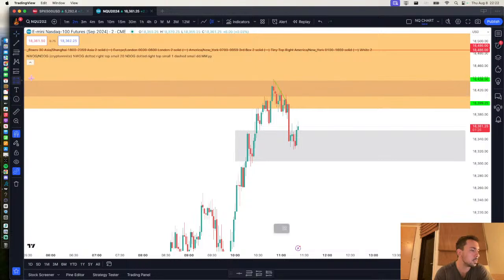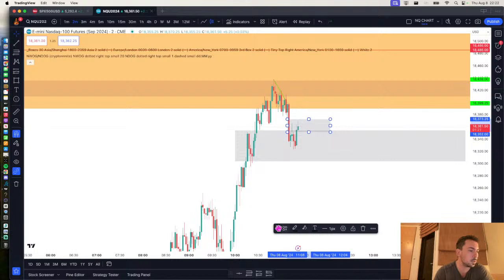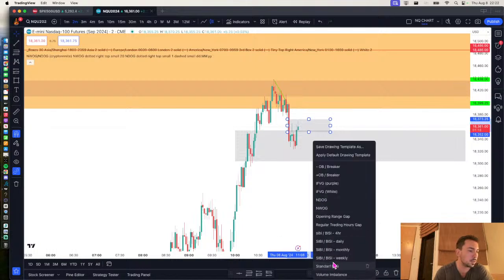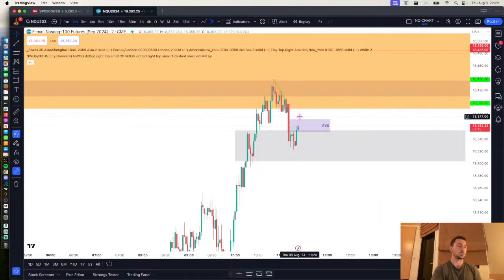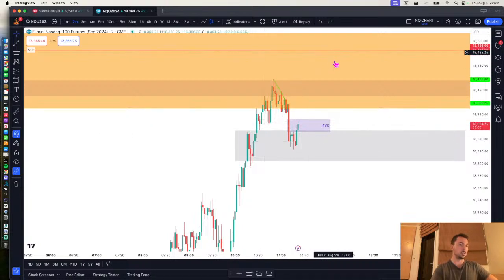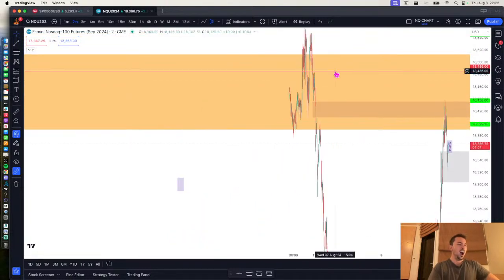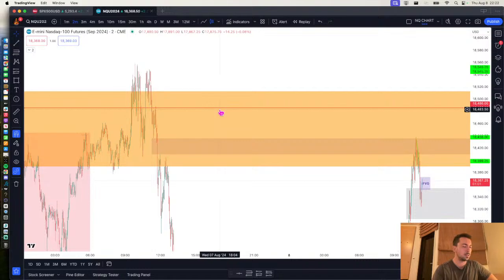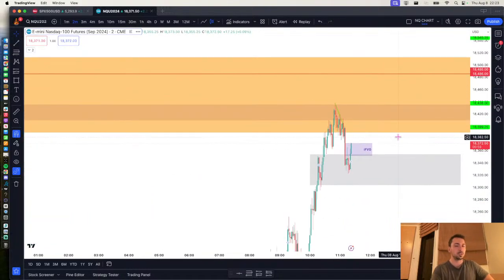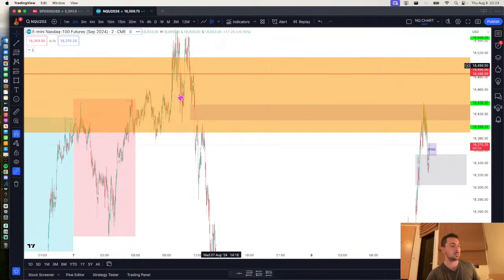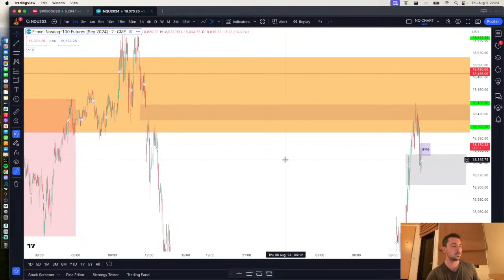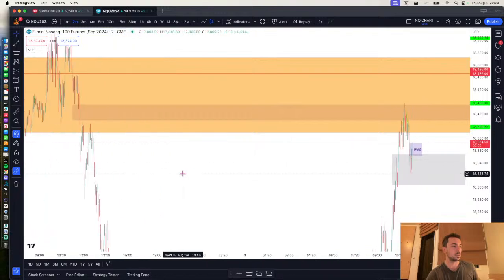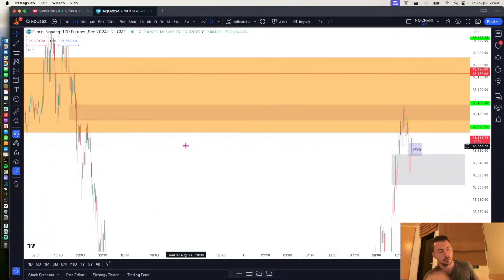But in theory, this should be what would happen, is that we'd create an inverse fair value gap here, label that as an IFVG. We should close above this on the 2-minute, and we should run, and ideally, we should come back to take out some of these highs, but we're in this new week opening gap. We've already pushed into it one time here. So, I mean, this is kind of a tricky day, to be honest.